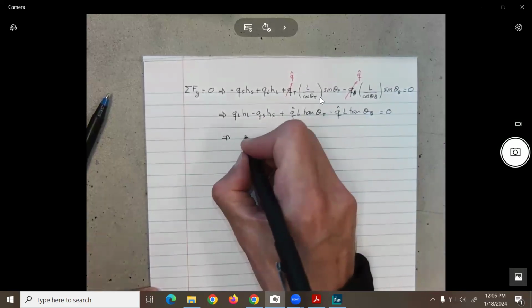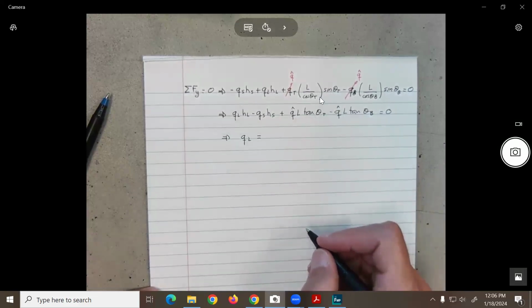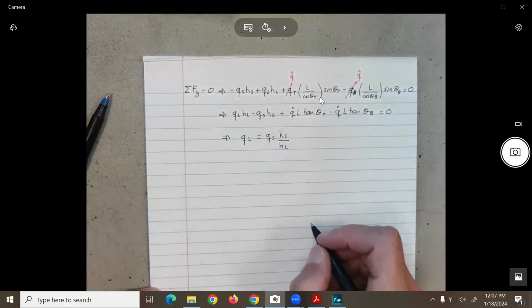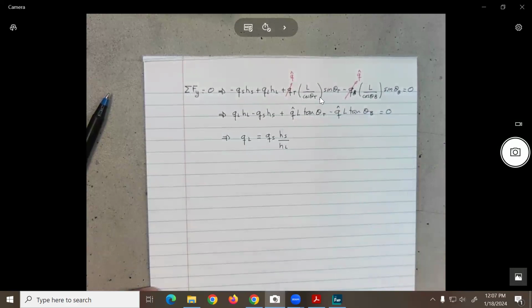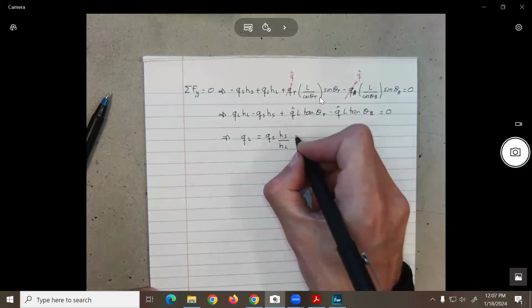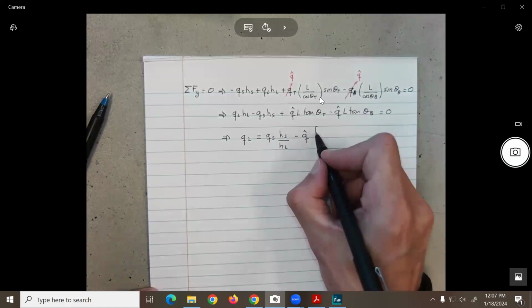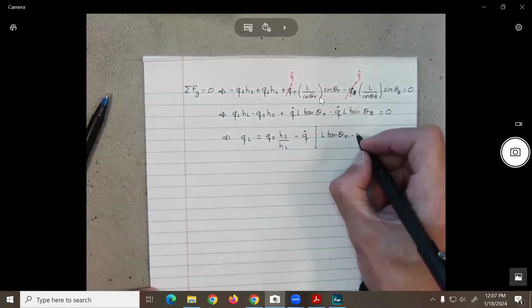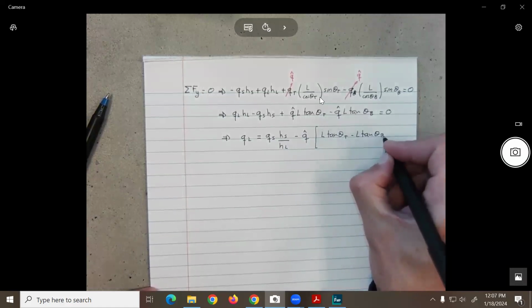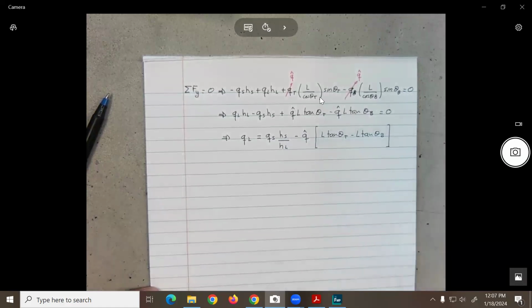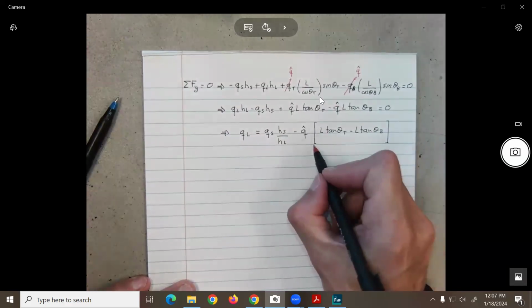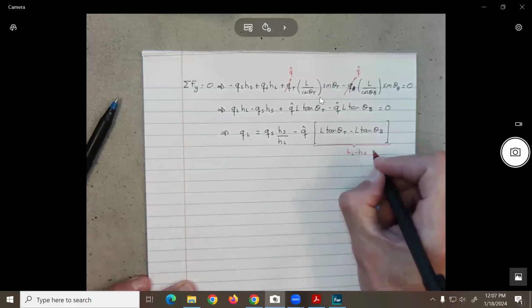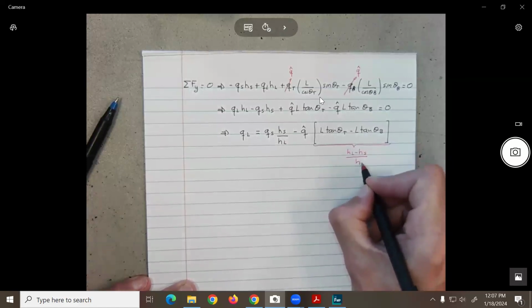which will give you that Q sub L will be equal to Q sub S H sub S divided by H sub L, minus Q hat L tangent theta top minus L tangent theta bottom, and it can be shown from geometry that this is equal to H sub L minus H sub S over H sub L.